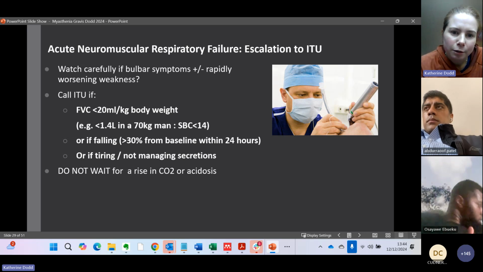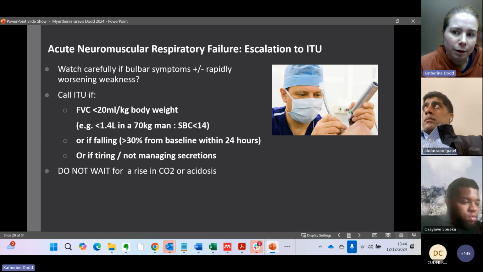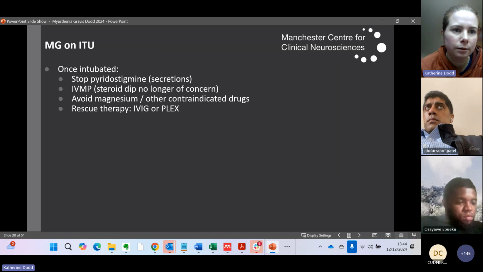Or if they're tiring, not managing secretions, like we were just saying, it might not necessarily be all about the FVC. Sometimes you can just see a patient is tiring. And you just don't think they're going to be able to keep going whilst we can get the treatment going. We don't wait for the rise in CO2 or the acidosis.